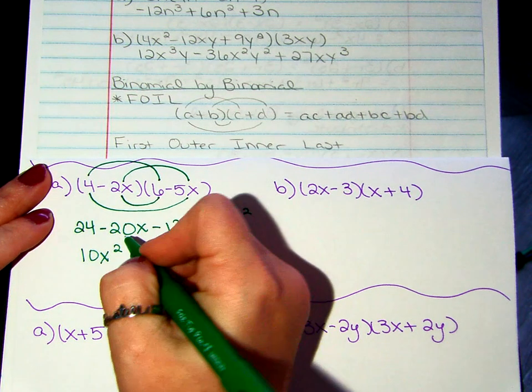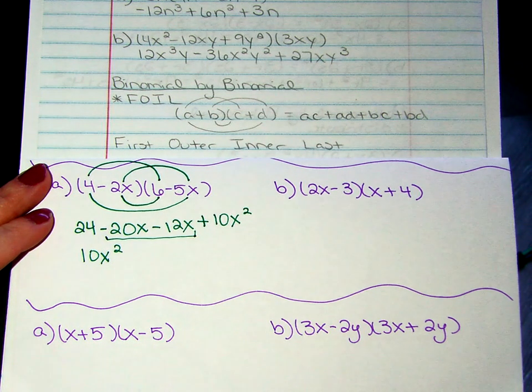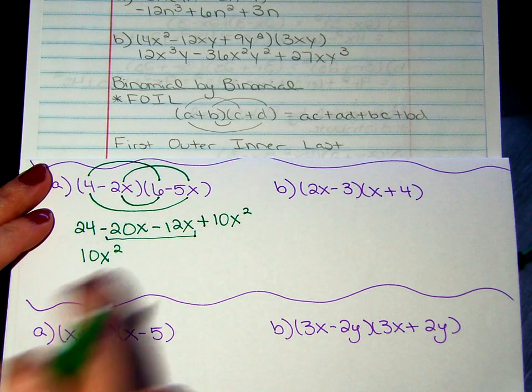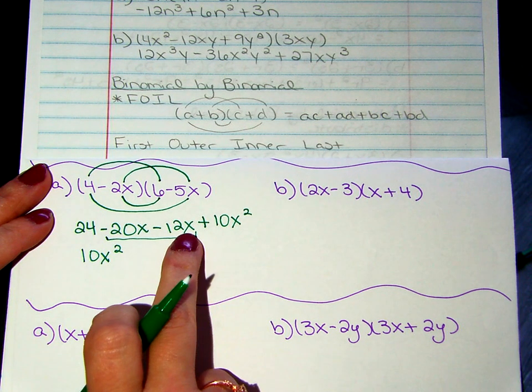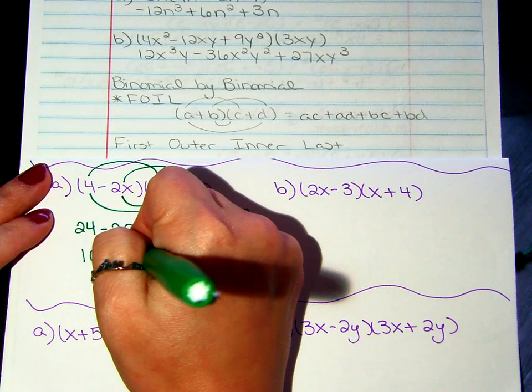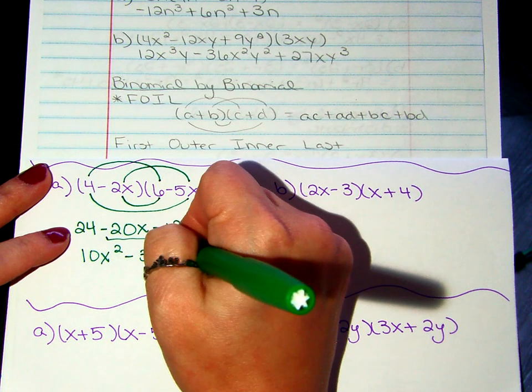I have two x terms, so I can simplify and combine these. I have a negative 20x and a negative 12x. That'll give me a negative 32x. And then I have my plus 24.